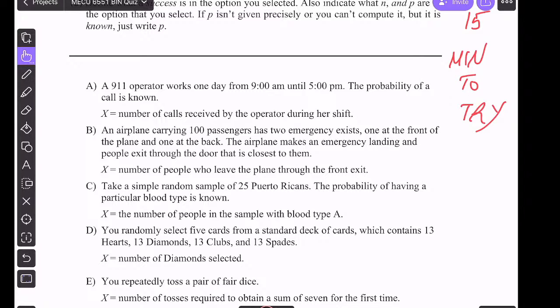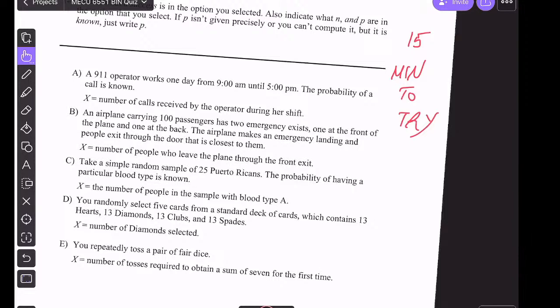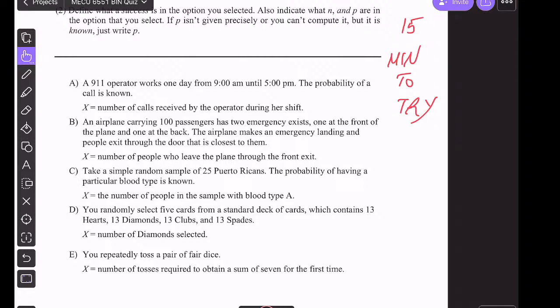Jasmine says C, the only one who's picking that. Who agrees with Jasmine? Okay, let me go through these. I'll go through each one in turn.